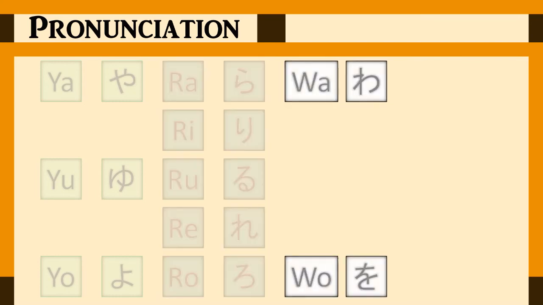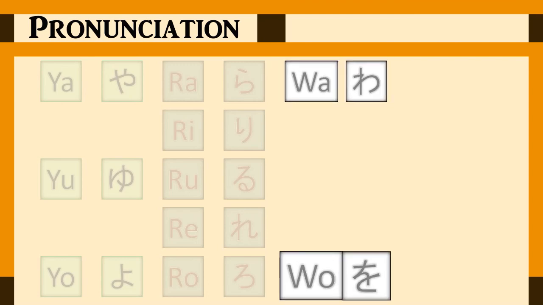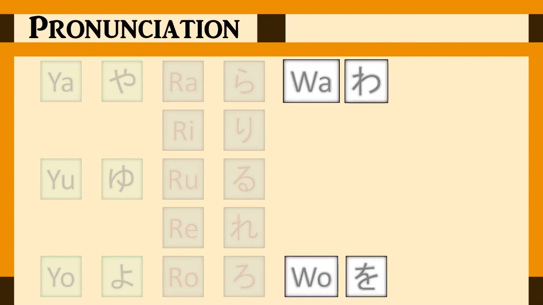Once more for practice. Ra, ri, ru, re, ro. Next, we have another consonant with several exceptions. When utilizing W, the only combinations are WA and WO. However, WO sounds like there is no W, so what we have are wa, o. Once more for practice. Wa, o.